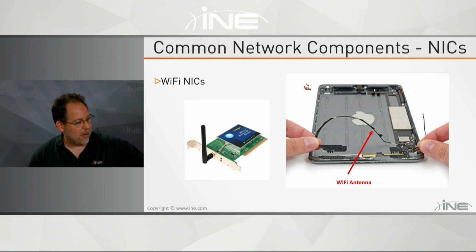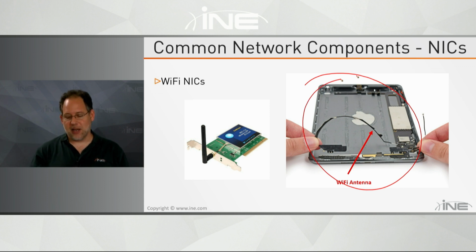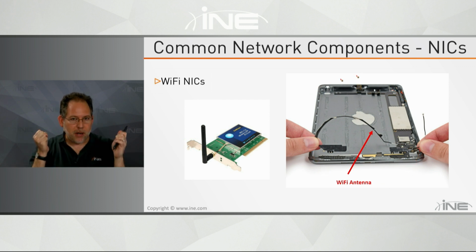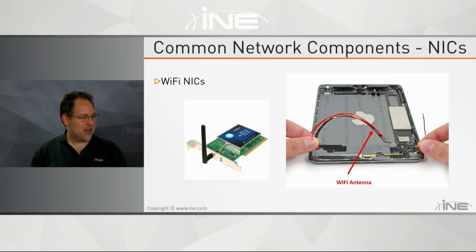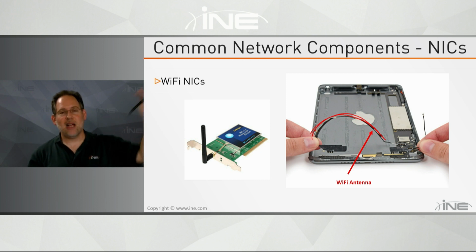Like for example, right here, this is what an iPad looks like. If you took an iPad and you cracked open the back of it, these are the guts of it. And for example, this sort of long thing right there, that's an antenna inside your iPad. That's part of your network interface card to get you access to the Wi-Fi.